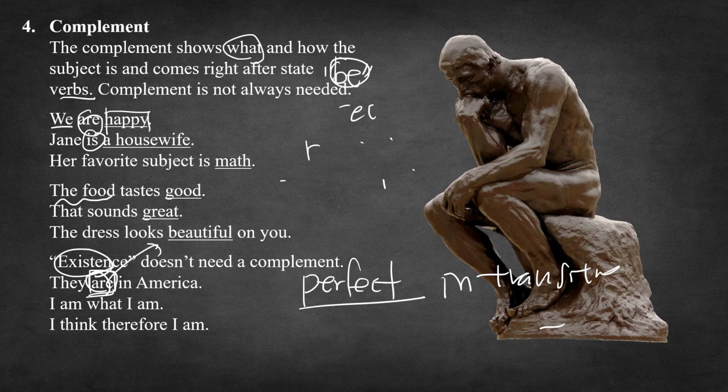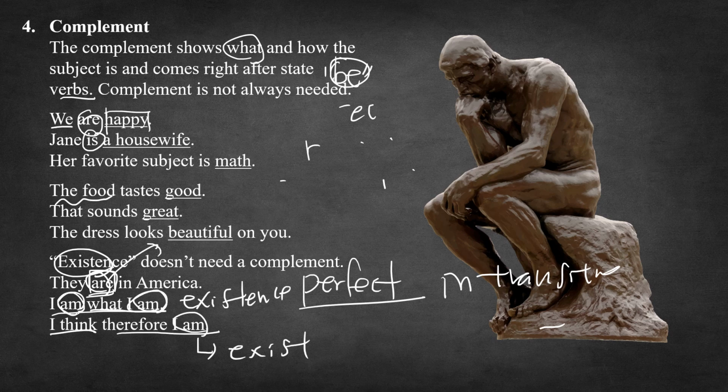They exist in America. I am what I am. There are two am's. This am is incomplete, so it needs a complement. So what I am is the complement of am. But the second am is talking about existence. So this is a perfect intransitive, so it doesn't need a complement. I think, therefore I am. This am says I exist. I think, therefore I exist. So this one doesn't need a complement.